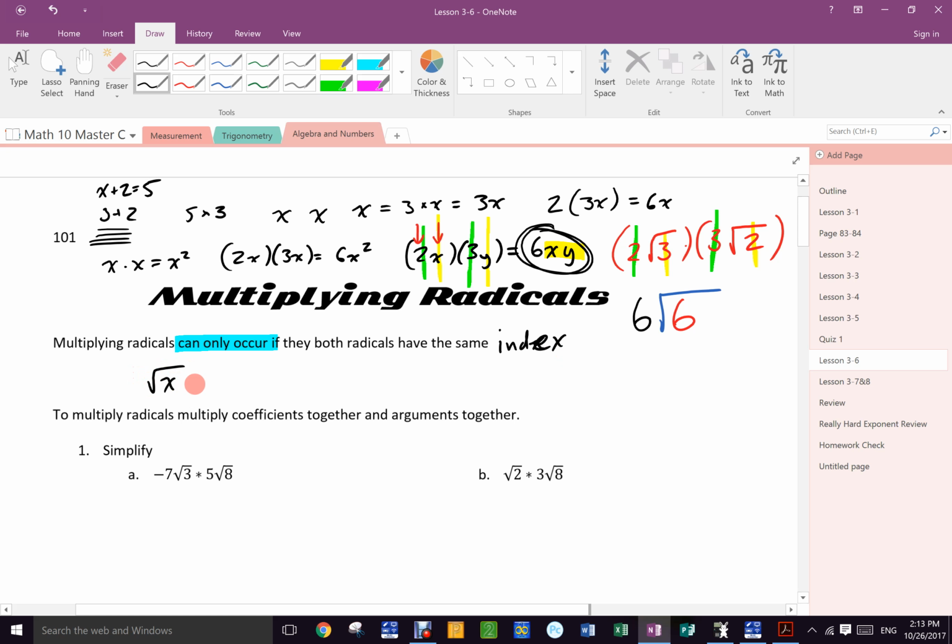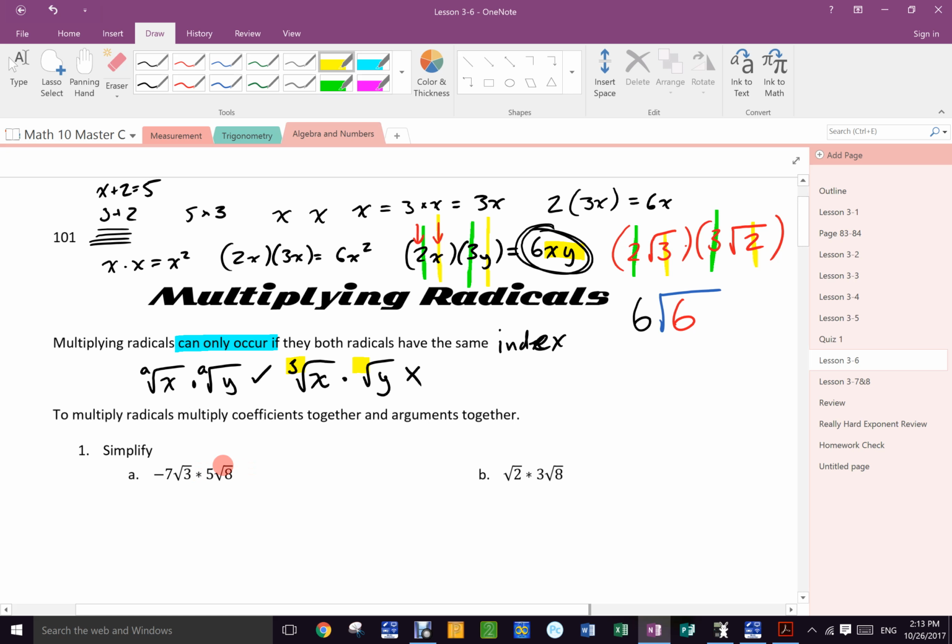The square root of x times the square root of y. Is that allowed? Yeah. Why? Because they both have an index of 2. So that's okay. The index is the same. Would this be okay? Cube root of x times the square root of y. No, because they have different indices. Is everybody cool? Okay. Now, what? I'll get to that right now.